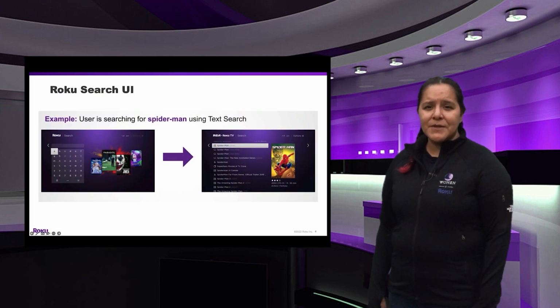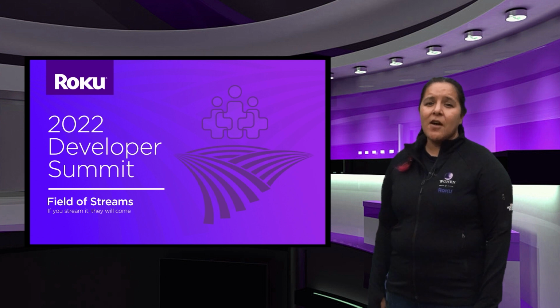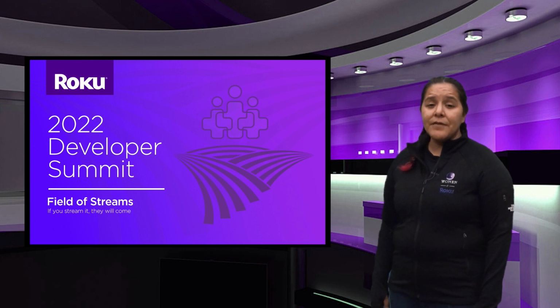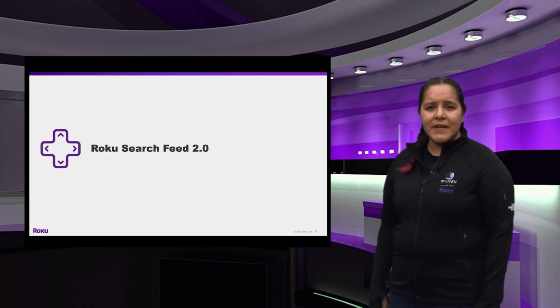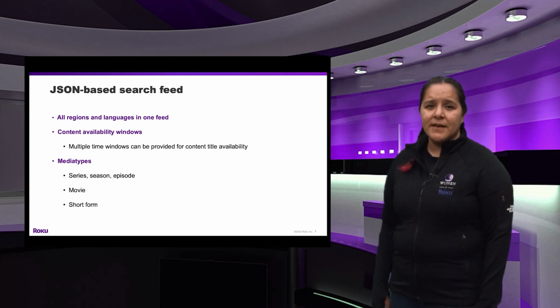Roku Search helps users find content when they use text or voice to look for names of movies, TV shows, actors, and actresses on device. Most importantly, it is an opportunity to convert searches into subscriptions and rentals, drive users to your channel, and increase engagement. Roku Search Feed 2.0 is a single JSON-based feed with multi-region and multi-language capabilities.